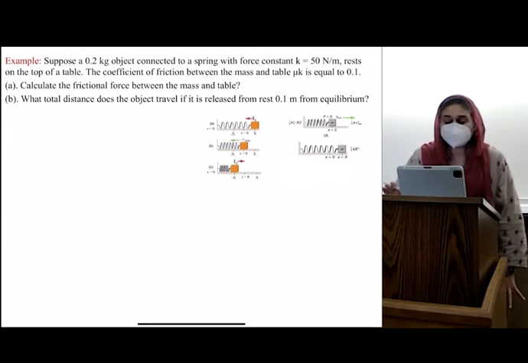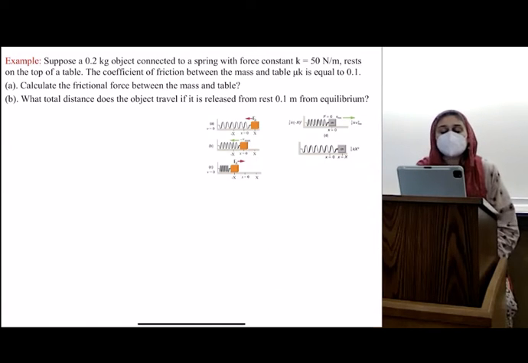Now let's do a problem. Suppose a 2-kilogram object is connected to a spring with a force constant K equals 50 newtons per meter, and it rests on top of a table. The coefficient of friction between the mass and the table equals 0.1.